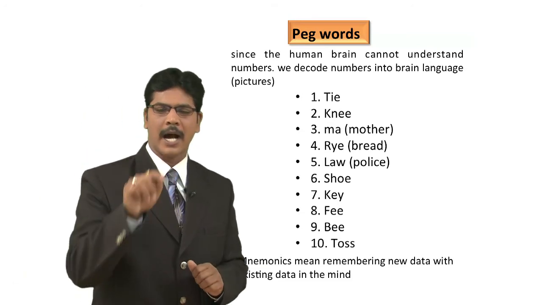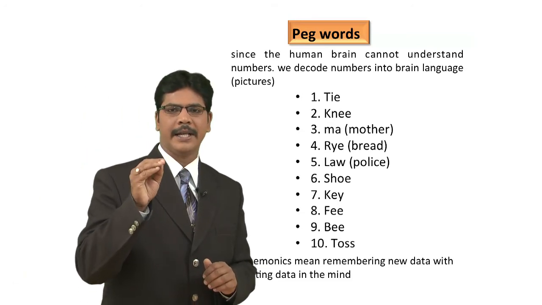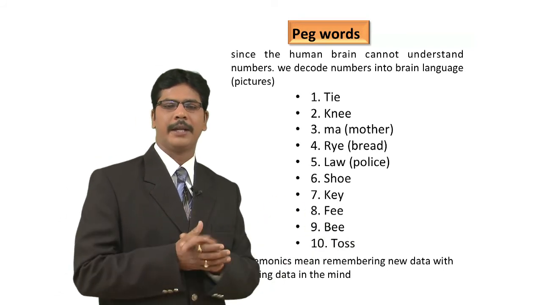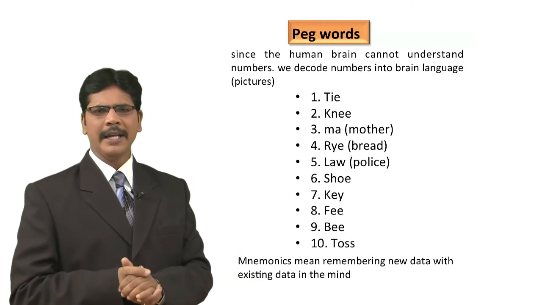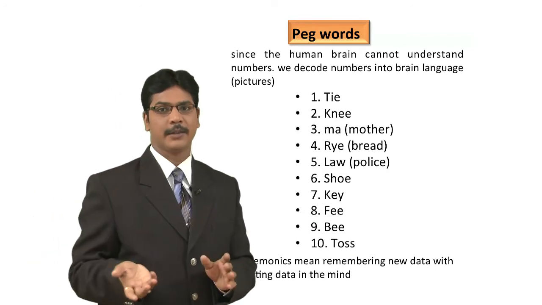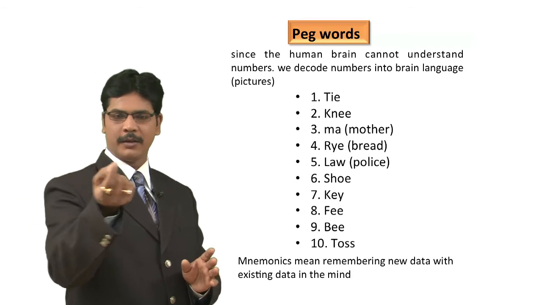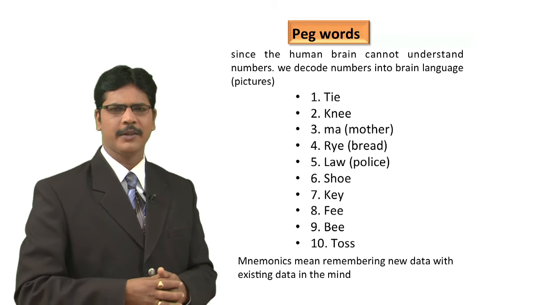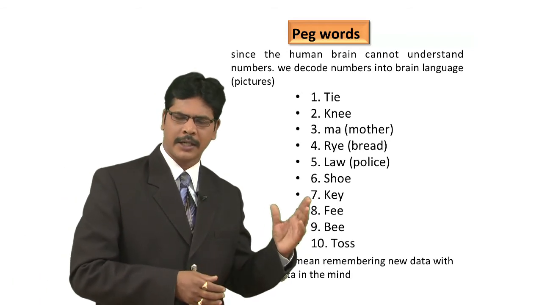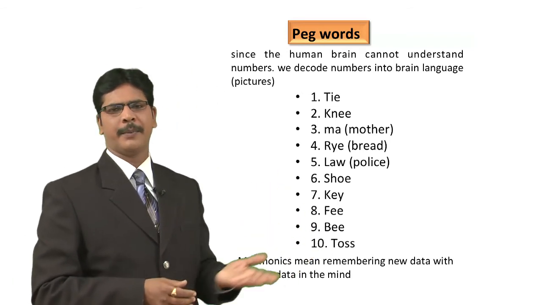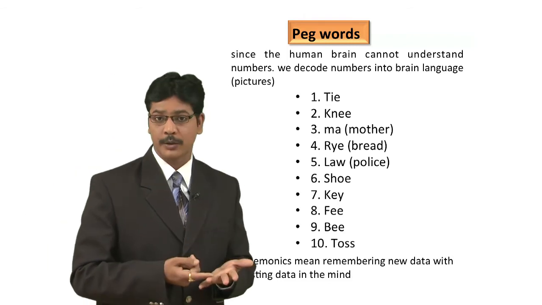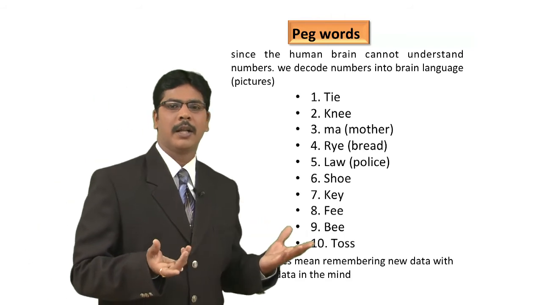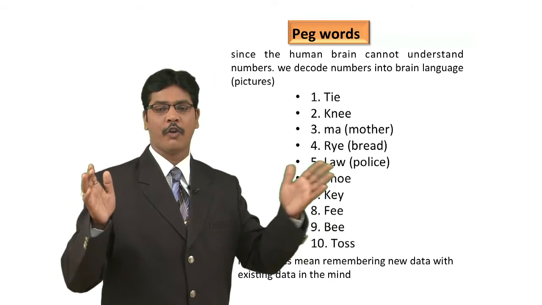Next is 4. The phonetic consonant for 4 is R. Adding vowels and invalid letters, we make it rye. R-Y-E, rye. Now what is rye? Rye is a cereal, not the TV serials, okay. Generally cereals, understand? Like dal, chana, all these are called cereals, right? It's also a kind of cereal which is used in preparing wine and also bread. So for rye, you can imagine a bread, a big loaf of bread.